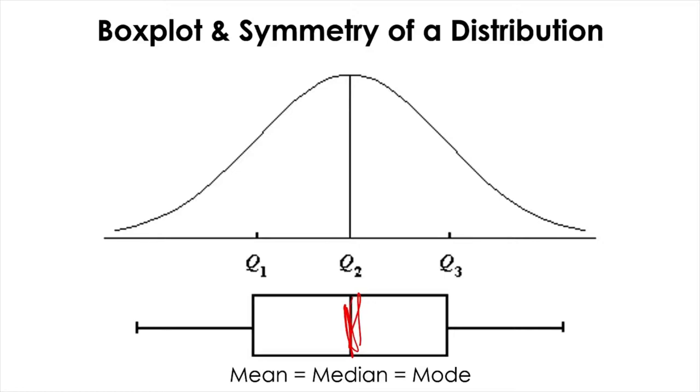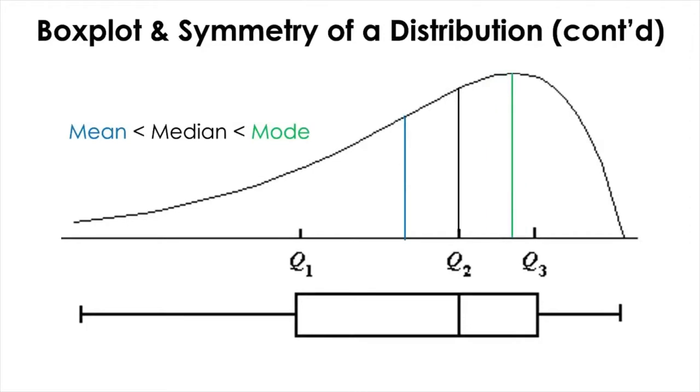So here we have a normal distribution curve on top and the respective box plot representation at the bottom, where Q1, Q2, and Q3 represent corresponding quartiles on each representation. And as we have seen before, the box plot is also perfectly symmetric around the median, but when there's a negative skew, right, then the mean is most affected. So the mean is pulled away from the center to the left, then comes median in the middle, and the mode is on the right.